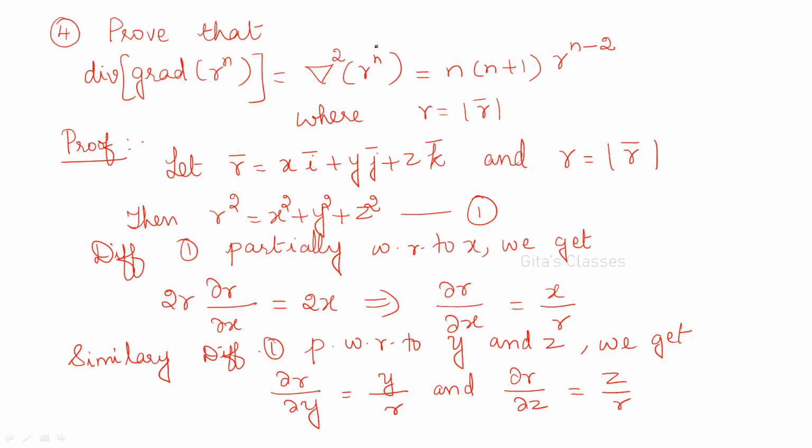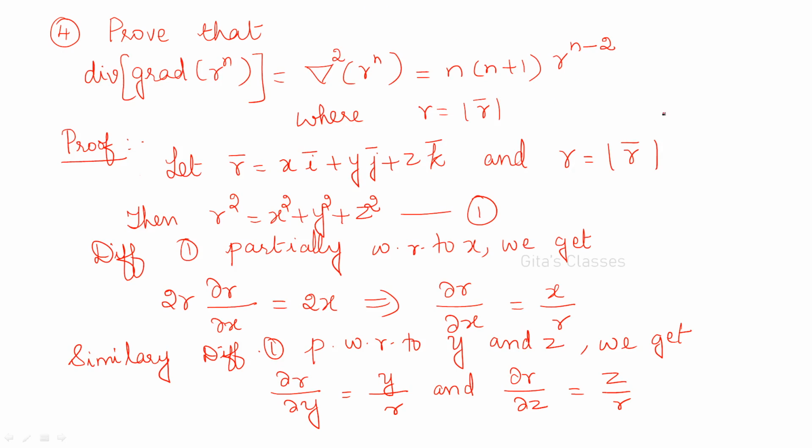Next is another very important, repeated question. These kinds of questions you can expect. One definite question on r to the power n, sometimes del dot, del squared, and r to the power n into r vector. We are going to do one more problem in that. So prove that the divergence of the gradient of r to the power n.